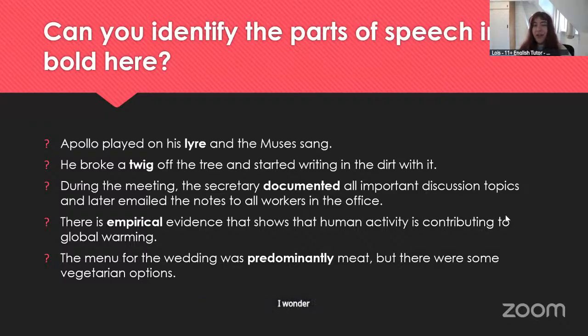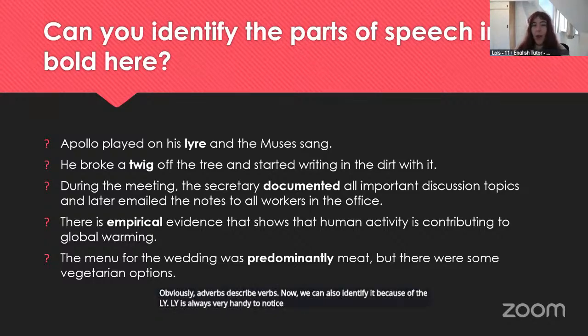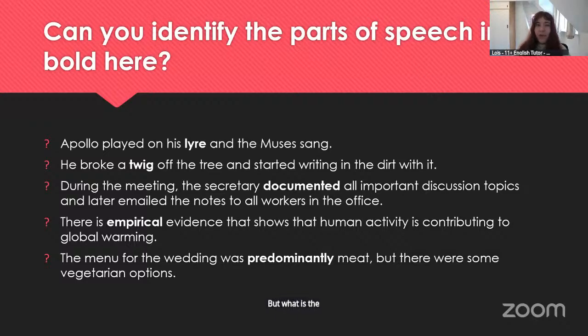I wonder if anybody can identify, just while we're here, obviously adverbs describe verbs. Now we can also identify it because of the -ly. -ly is always very handy to notice an adverb. But what is the verb that's being described by this word predominantly? Sorry, the verb that's being described. Just see if anyone's got it.